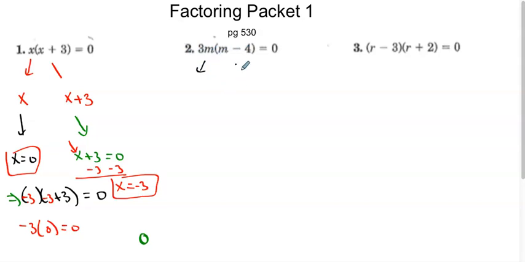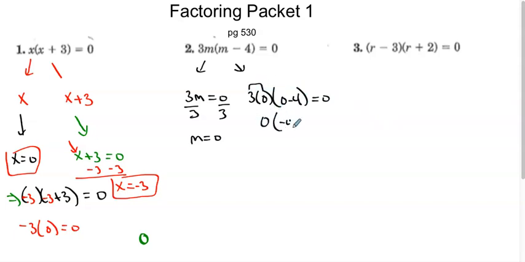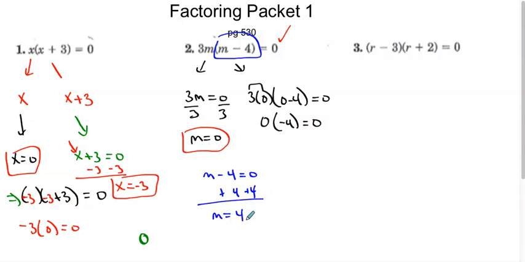Let's take a look at the next example, number 2. When does this product equal 0? Well, when 3m is equal to 0, that's when m is equal to 0. So let's plug that in. When m is equal to 0, 3m times 0 minus 4 should all equal 0. 3m is 3 times 0, which is 0, and 0 times negative 4 is 0. So when m is 0, the entire thing is 0, check. Then there's another factor to consider. When does m minus 4 equal 0? Well, m minus 4 equals 0 when m is equal to 4.